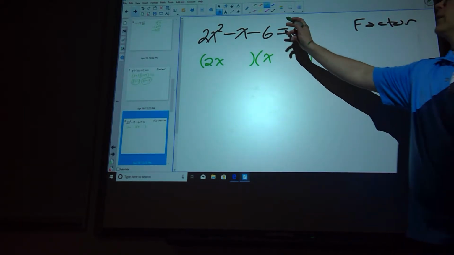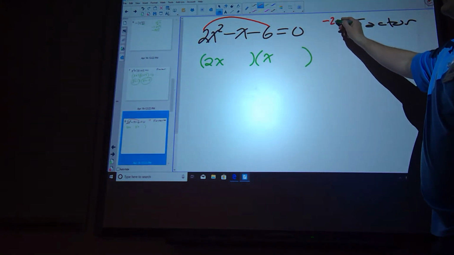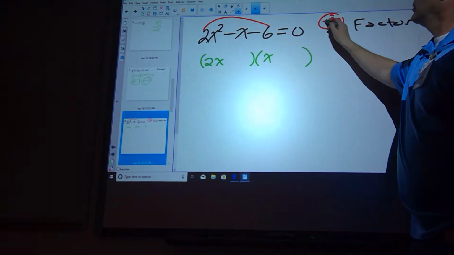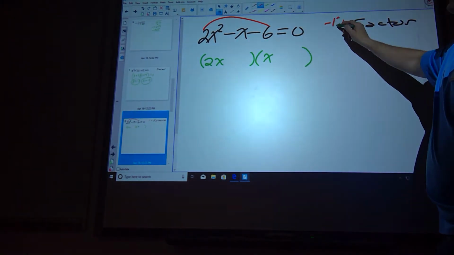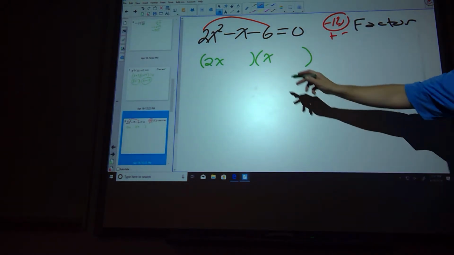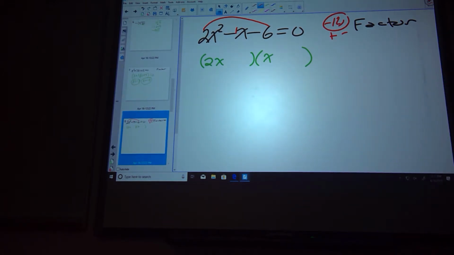If you're struggling on it, remember you might have to multiply that times that, get negative 12. Or shoot, I said one thing and wrote something else totally different. Sorry about that. So you have positive and negative. Think of the factors of 12 that would add up to that. I think that's it.